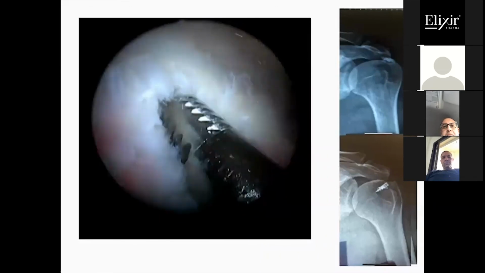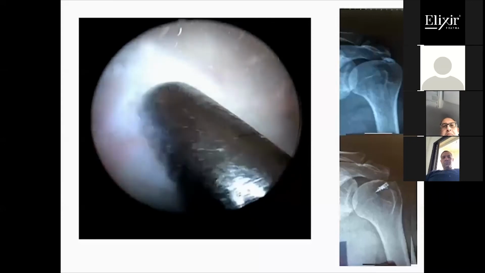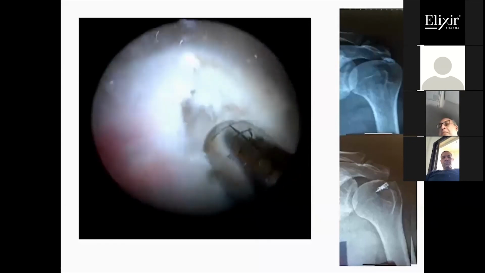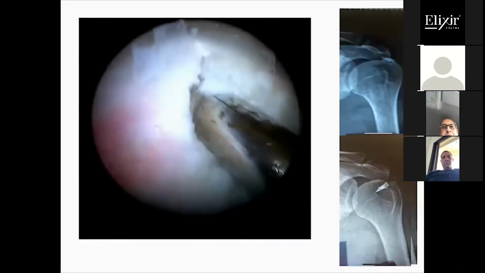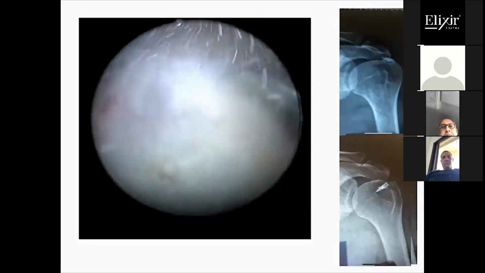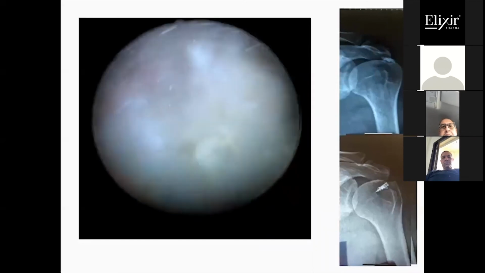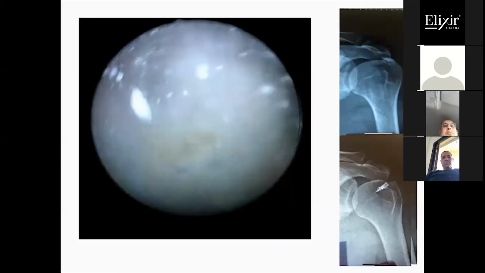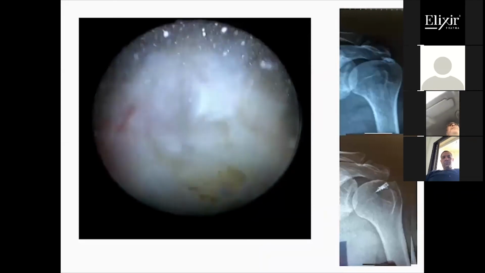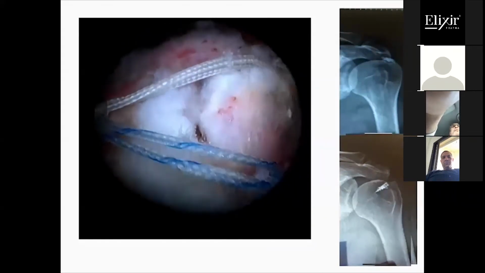A motorized shaver debrides the frayed degenerated tendon part. It can also be used to squeeze the tendon and deliver the calcific paste. Finally, the rotator cuff repair is added if tendon integrity is questionable.